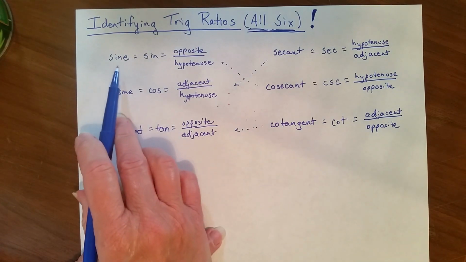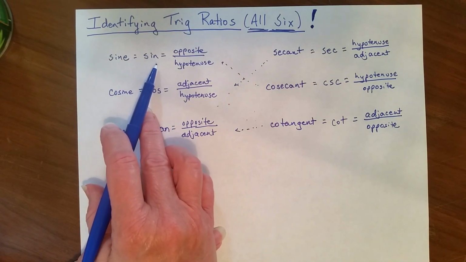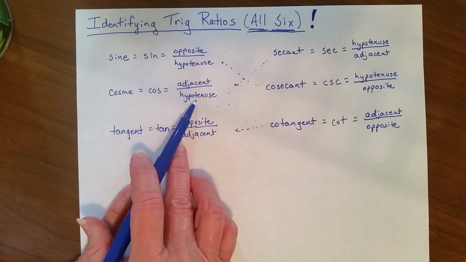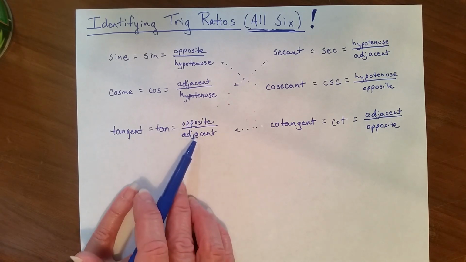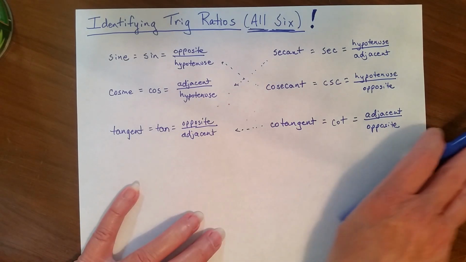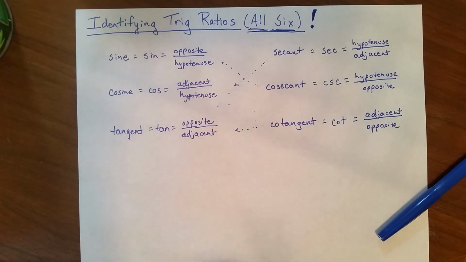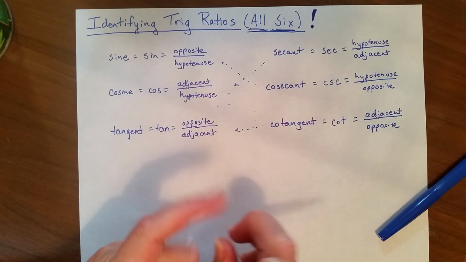Okay, so just to review, the sine, abbreviated SIN, is opposite over hypotenuse. Cosine is adjacent over hypotenuse. And the tangent is opposite over adjacent. Okay, these are the 3 new ones: the secant, the cosecant, and the cotangent.